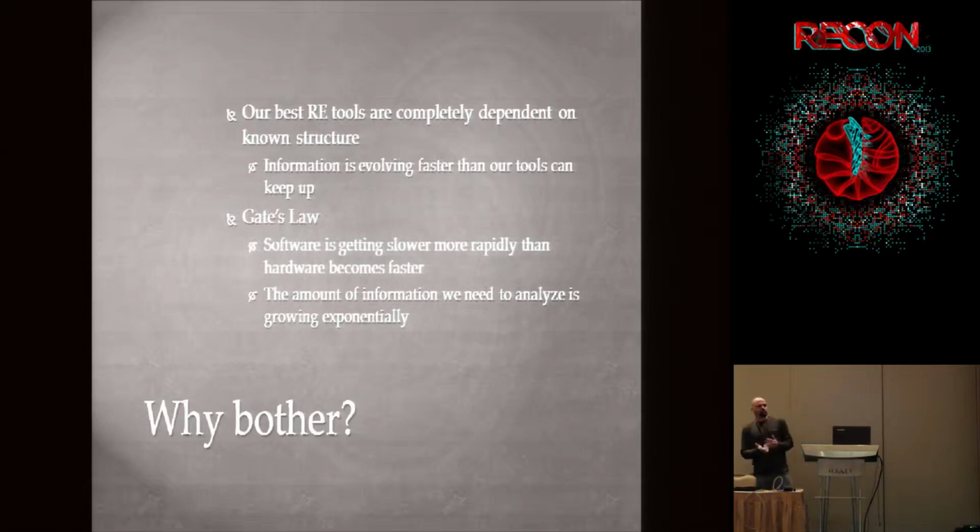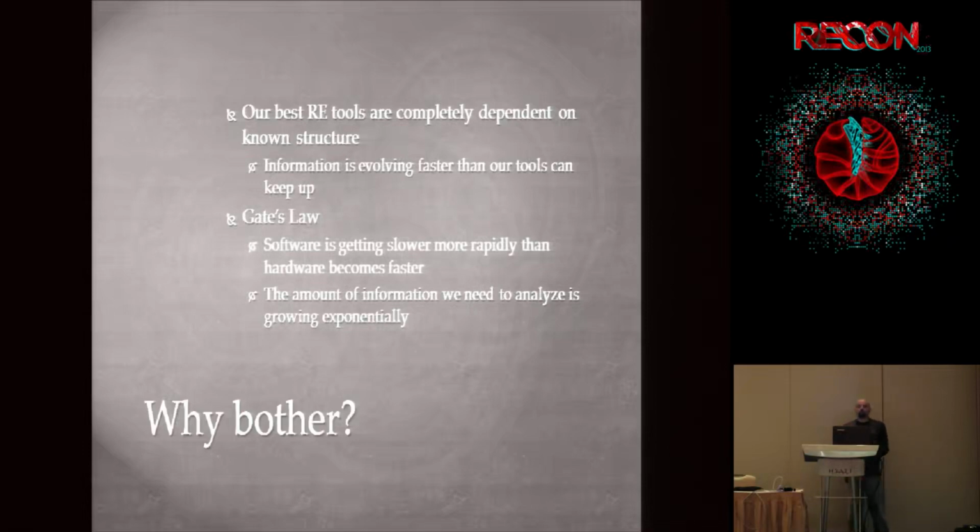It says that basically if processor speed is doubling every 18 months, software is becoming that much slower. It's doubling in slowness every 18 months. And what that really means is if processors are able to execute instructions faster, they're also executing larger quantities of instructions, which means we're processing more information than ever before. So the information that we need to process is growing exponentially.